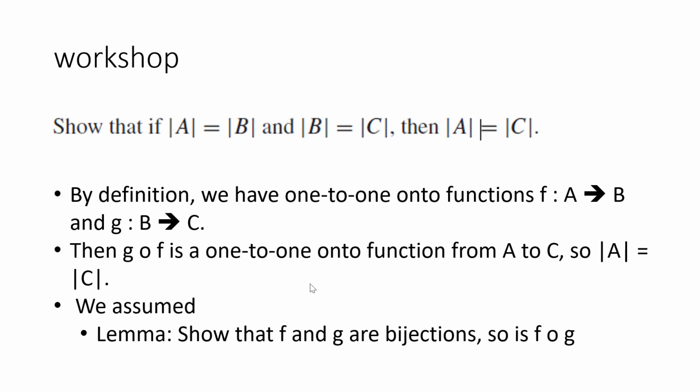In this case, we assume a lemma. We have to show that if f and g are bijections, so is f circle g. We'll leave this as an exercise. So this is a short video on how to think about the cardinality of sets.